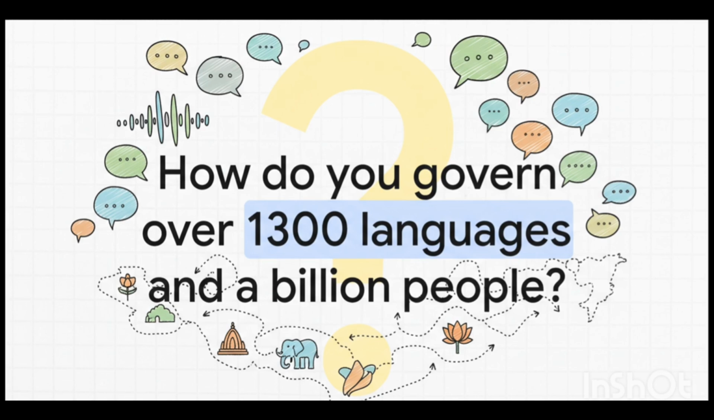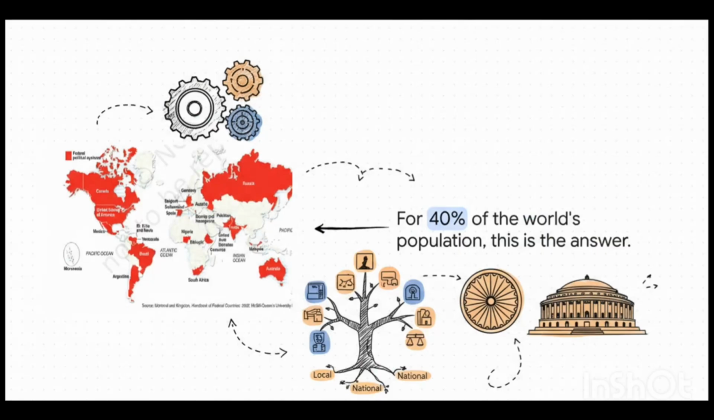So with that kind of diversity, how do you even begin to create a system of government that actually works for everybody? Well, it turns out the answer, for a whole lot of the world's biggest and most diverse nations, India included, is a system called federalism. And it's a big deal. We're talking about a political structure that governs nearly 40% of the entire global population.